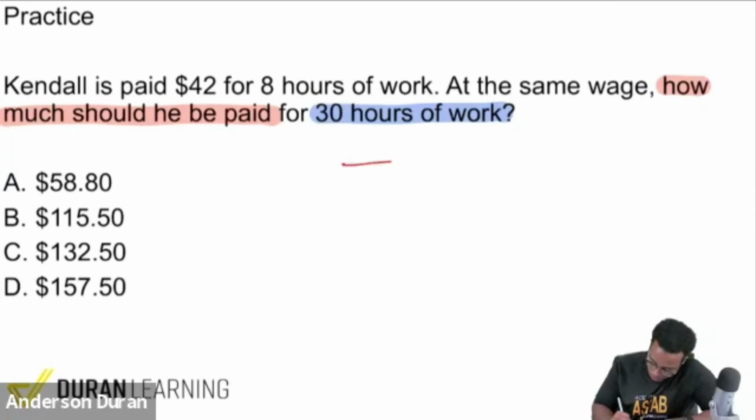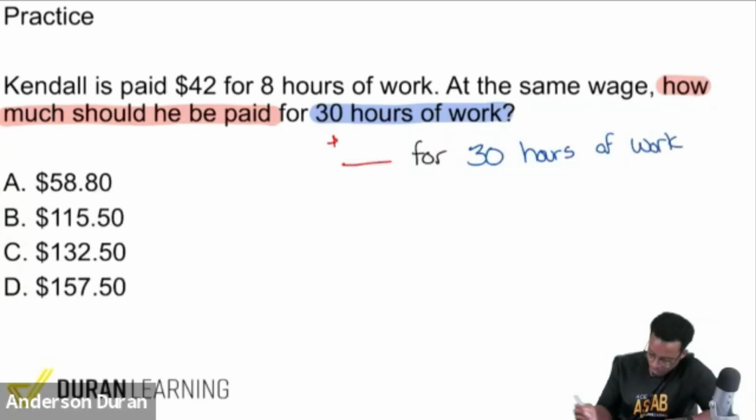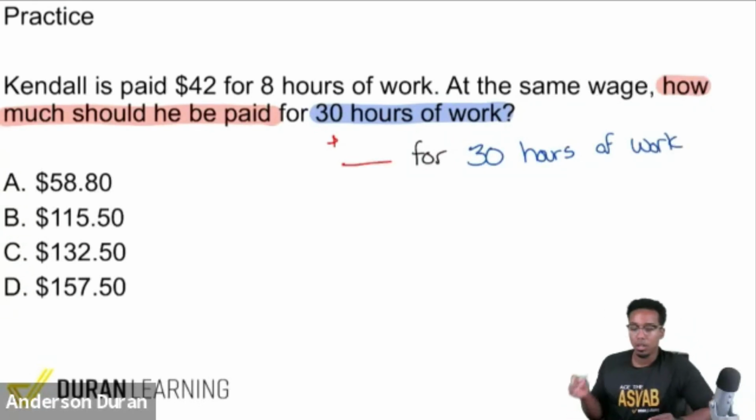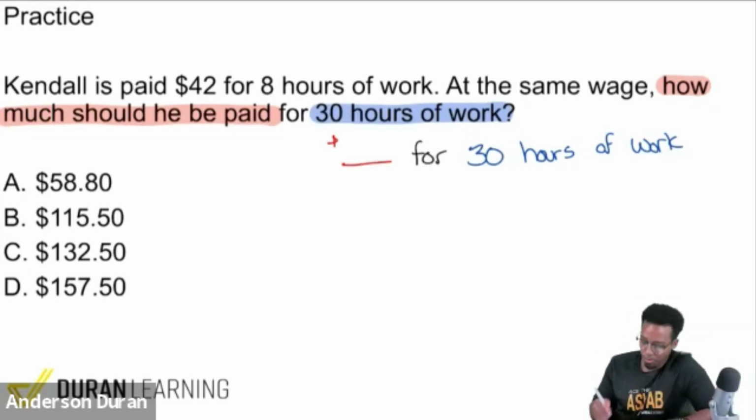So blank dollars for 30 hours of work. And so we can write that out right there. How much money we get paid? 30 hours of work. Cool. Nice and sweet, nice and simple.